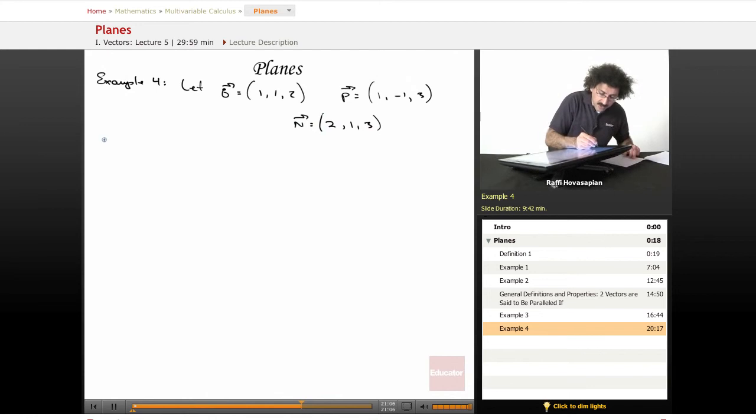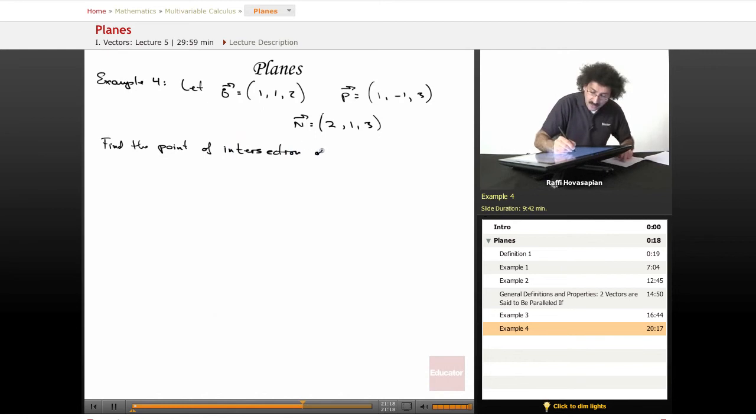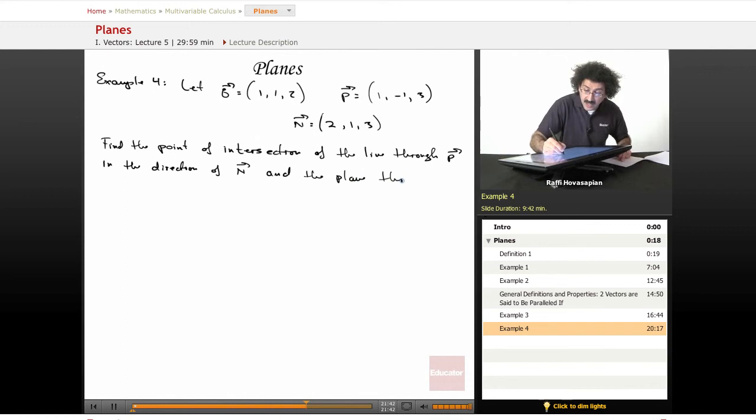Okay, now here we go. We want to find the point of intersection of the line through P in the direction of N and the plane through Q perpendicular to N.